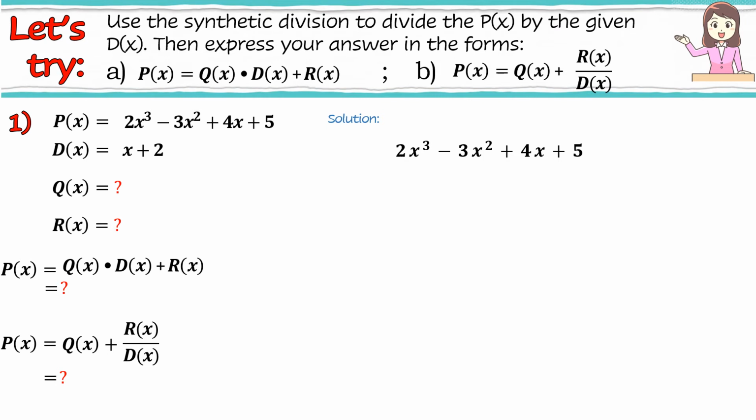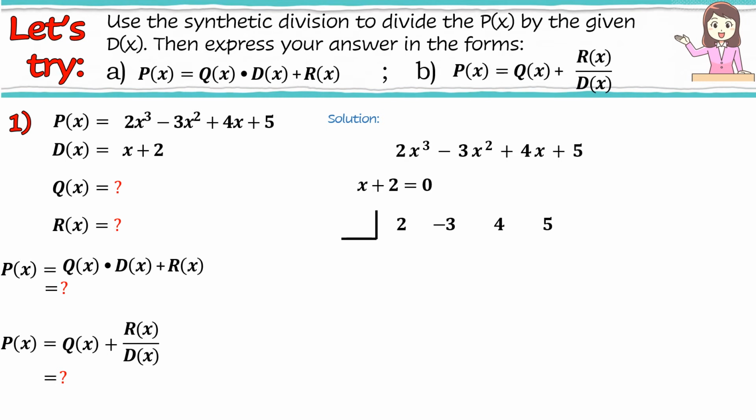Next thing na gagawin natin ay kukunin natin ang ating mga numerical coefficients. So, yan, 2, and then we have negative 3, and then positive 4, and then 5. Okay na. So, yan ay kinuha natin sa ating p of x. Next ay ang ating naman na d of x or the divisor.